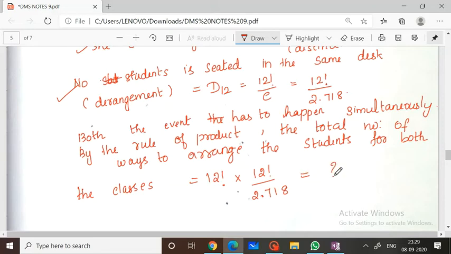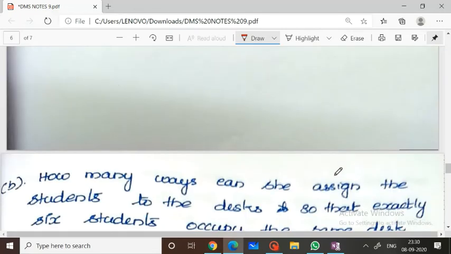Remember that she has to assign the students in 12 factorial ways, since they are distinct, and one more condition: no student is seated at the same desk. So for both the classes, the student must not be seated in the same position. Both events have to happen simultaneously, so by the rule of product the total number of ways to arrange the students for both the classes is equal to 12 factorial into 12 factorial by e. You can use the calculator and simplify the answer.